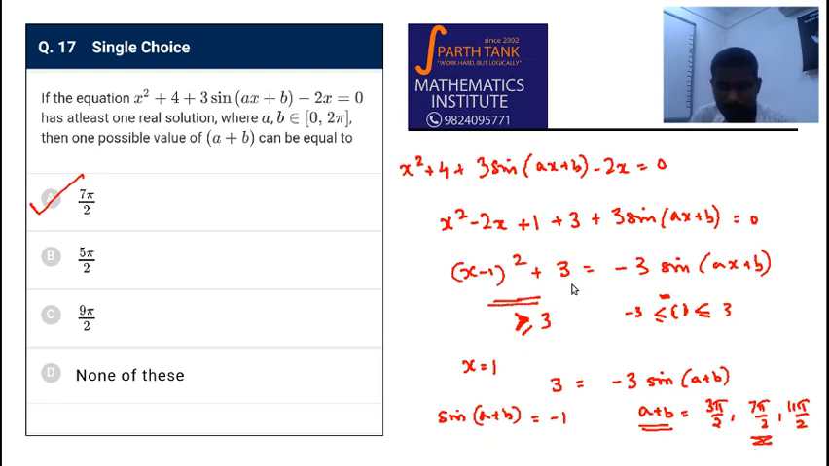Rearrange it carefully and see that this side is always greater than or equal to 3 and this side is always less than or equal to 3, less than 3 and greater than minus 3. So the only value that is a solution for this can be 3 on both sides, for which this should be 0, so x should be 1, and that gives us this equation, and sine inverse of a plus b is minus 1 has these solutions, and so on actually.